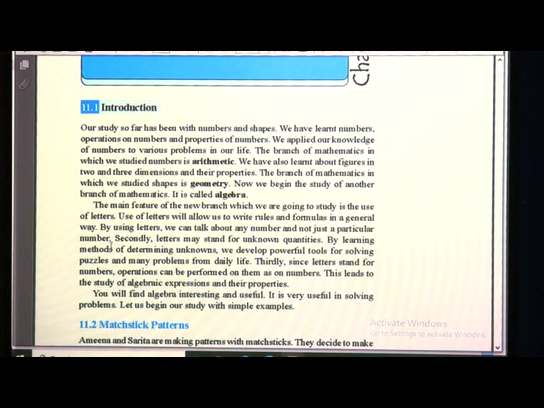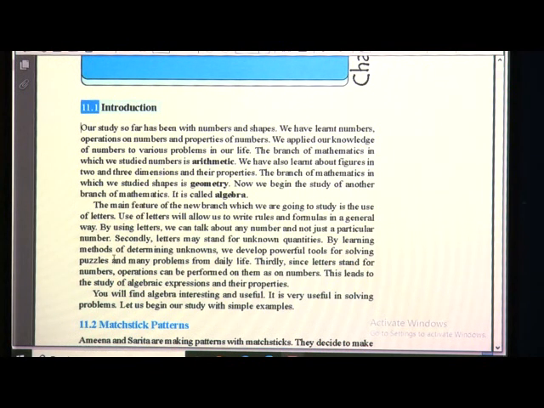For example, we can say that Rahul has n number of chocolates. We don't know how many chocolates he has. It may be 10 chocolates or it may be 100 chocolates. So n represents any number. It is not a particular number. Secondly, letters may stand for unknown quantities. Now see, Rahul has n number of chocolates. We don't know the exact value of n, so we can say it is an unknown quantity.